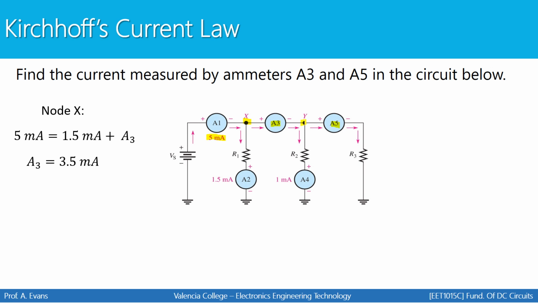Now if we go over to node Y, we're going to look at what's going into node Y. Notice what's coming out of X is now going in to Y. So we know that 3.5 milliamps comes in, and then that current splits. 1 milliamp goes this way, and the rest has to go through A5. So if I set up an equation to explain that, here's what it will look like. 3.5 milliamps goes into node Y, 1 milliamp comes out, and the remainder has to come out and go through ammeter 5. So then I can solve that to get A5, which is 2.5 milliamps. This is an example of an application of KCL.